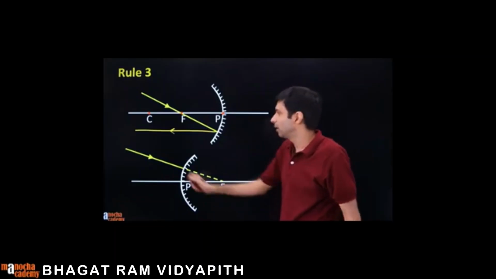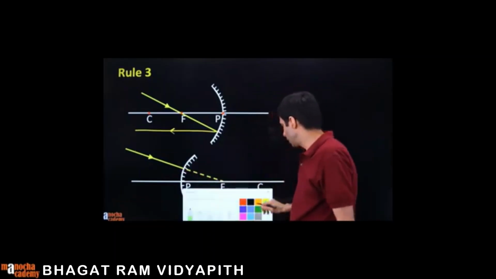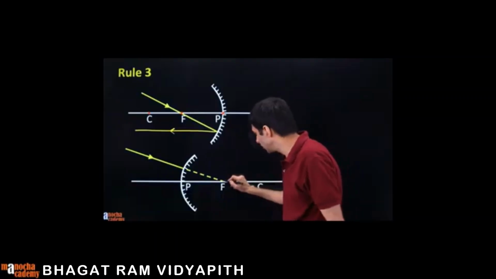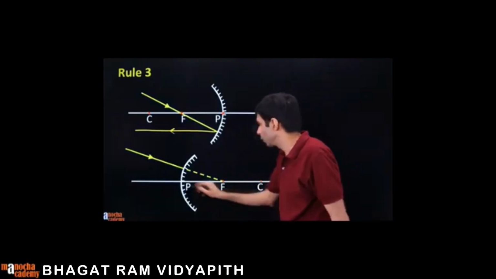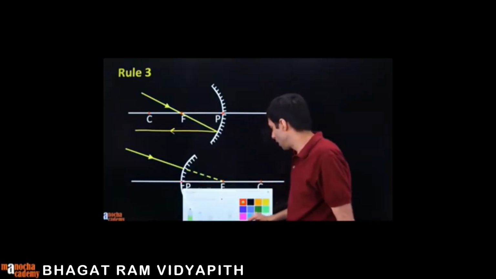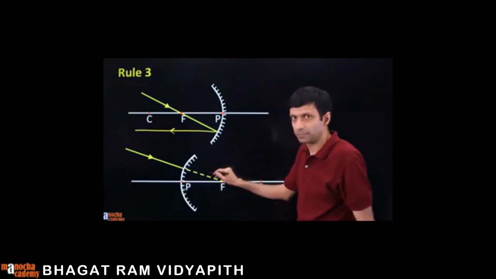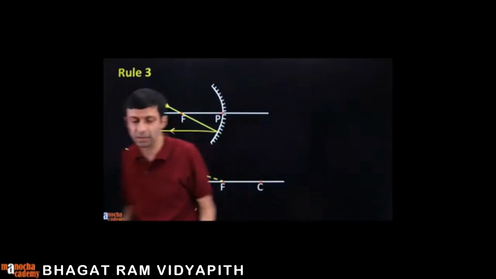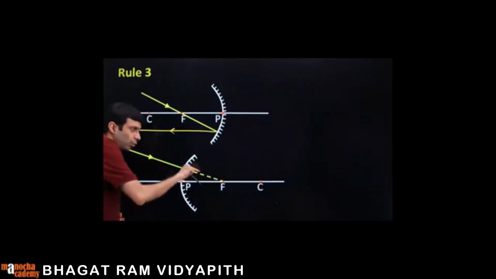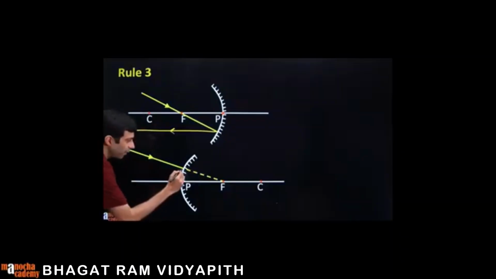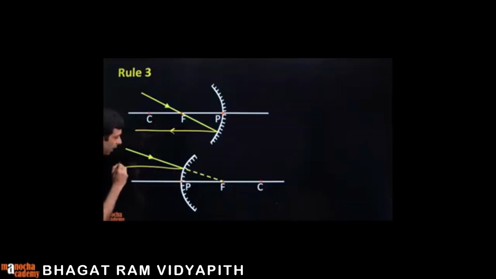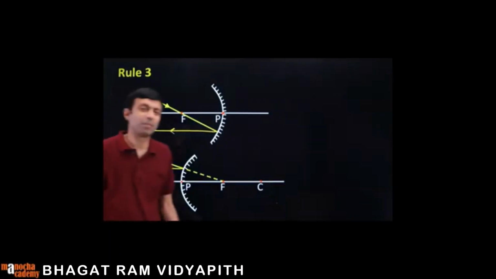Clear? Same thing here. The ray which was targeted towards the focus, which is exactly in the middle of the center of curvature and pole, after reflection, same thing. What's going to happen here? It was meant to go towards the focus. After reflection, it becomes parallel to the principal axis. So just remember, rule 1 is the reverse of rule 3 here.